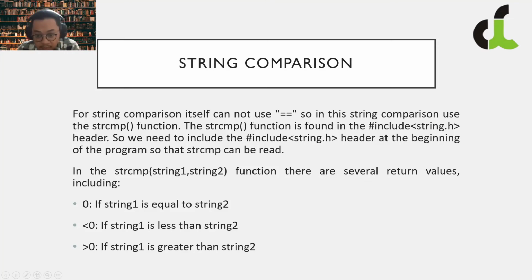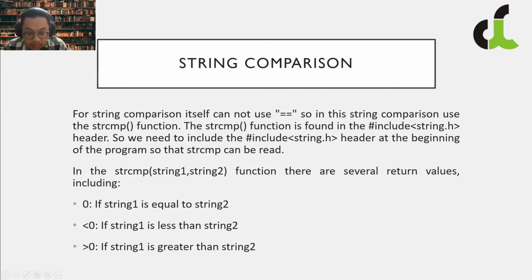Here I will explain string comparison. String comparison itself cannot use double equals, so in this case we use the strcmp function. The strcmp function is found in the string.h header, so we need to include the string.h header at the beginning of the program so that strcmp can be read.